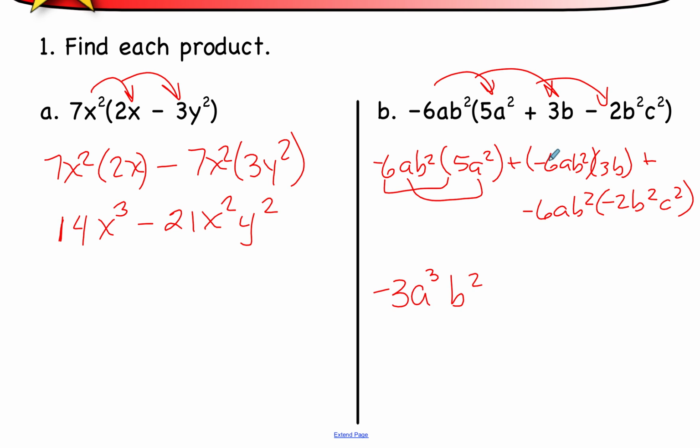Then we have a negative 6 times a positive 3, which is a negative 18. And then we have an a and a b cubed. Single a here, b squared and a b. Remember, anytime you have a variable with no exponent, it's assumed to be a 1. And then our last term is negative 6 times negative 2, which is positive 12. And it looks like we have a single a, 4 b's, and 2 c's. And that's our answer.